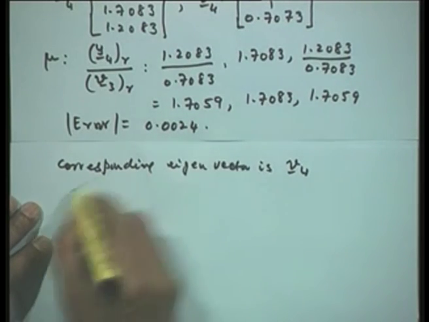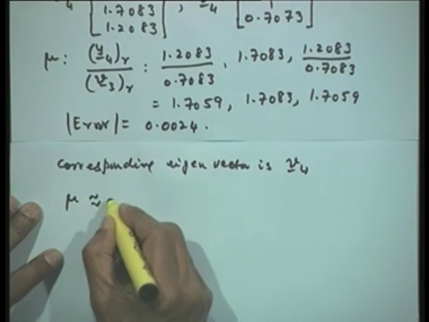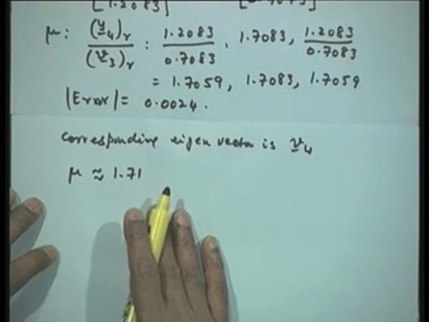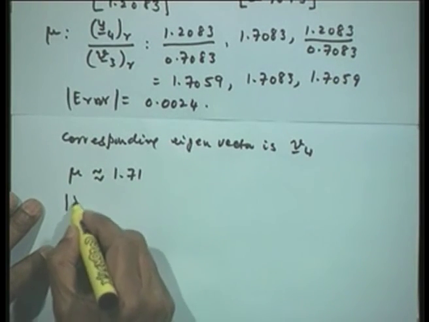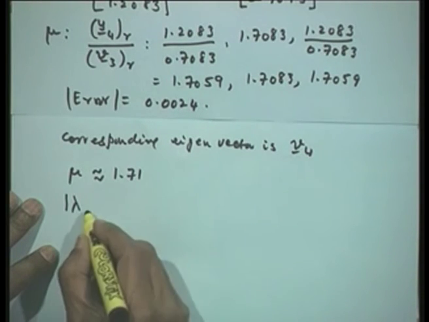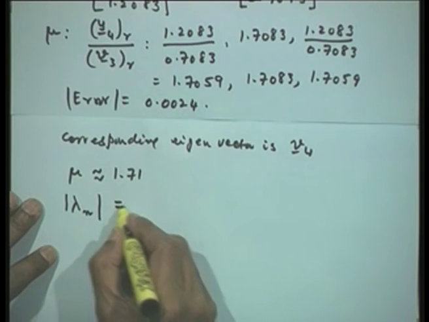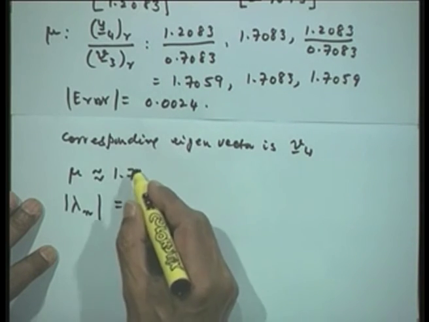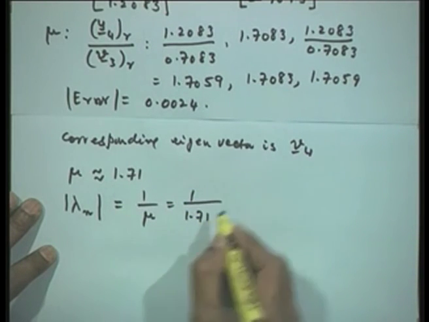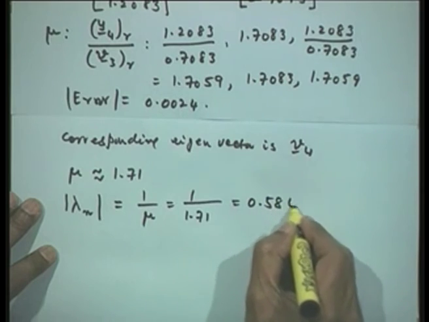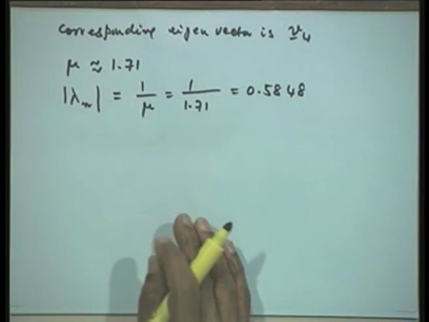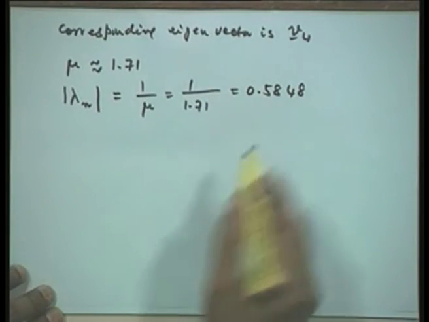Now, let us approximate mu as say 1.71. Now, I want the smallest eigenvalue of the original matrix, that is our lambda n, that is equal to 1 upon mu, this is the largest eigenvalue of A inverse. Therefore, this is 1 upon 1.71, approximately 0.5848. Of course, I could have kept all the 4 decimal places, but just for the sake of illustration I have rounded it off to 2 places.